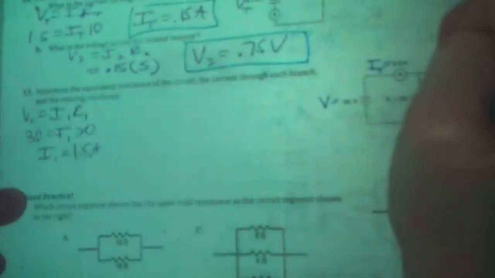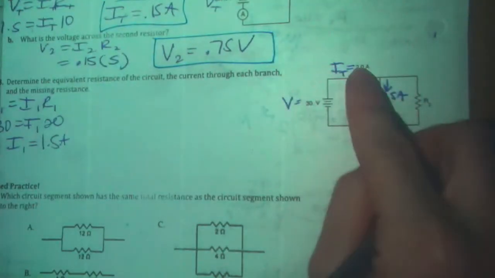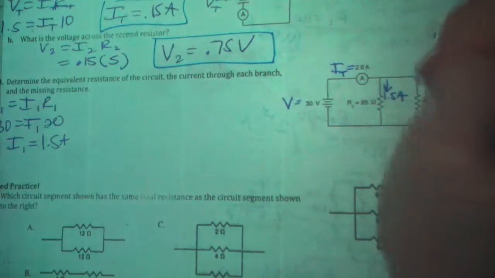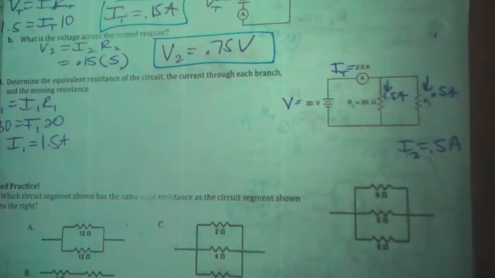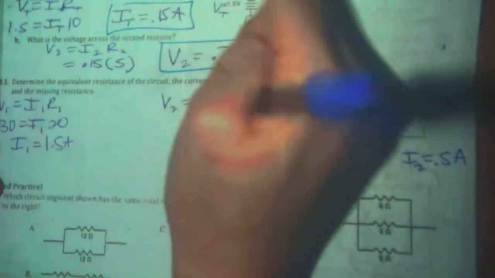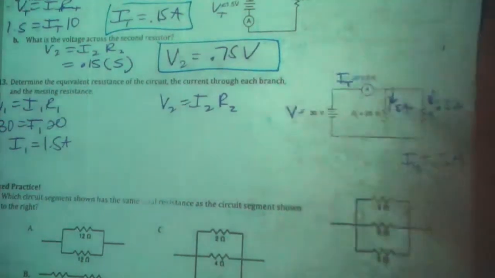1.5 amps. So if I have a total current of 2 amps and I have 1.5 in this one, that means what's left is 0.5 in this one. So I2 is going to be 0.5 amps because they have to add up to a total of 2. And then you can use V2 equals I2 R2. I2 is 0.5, looking for R2. V2 is just 30. Divide over, R2 would then be 60.